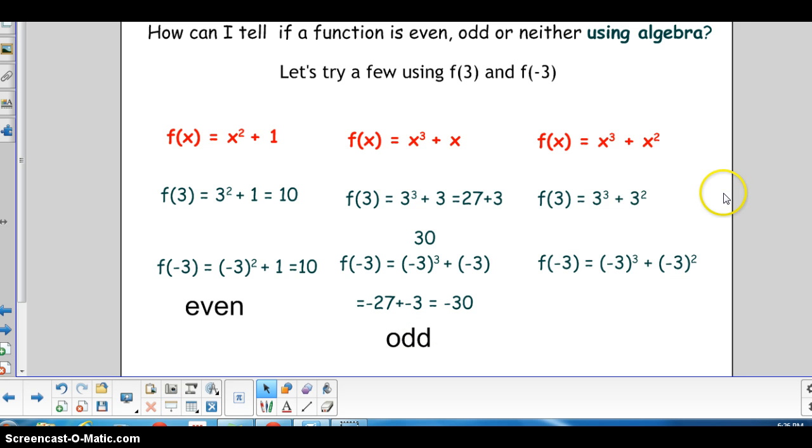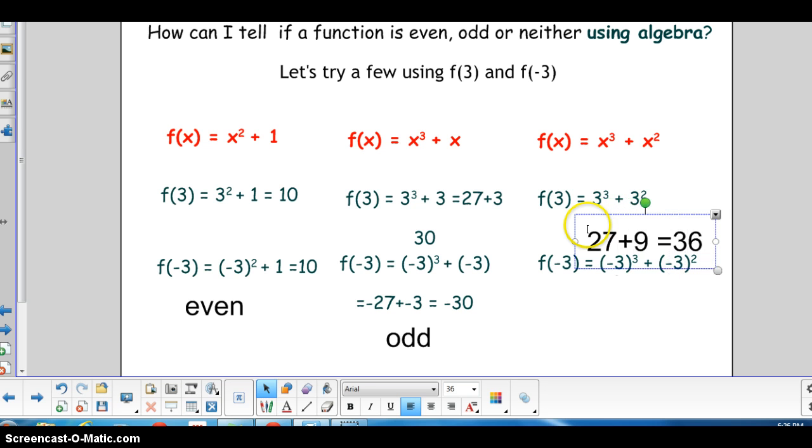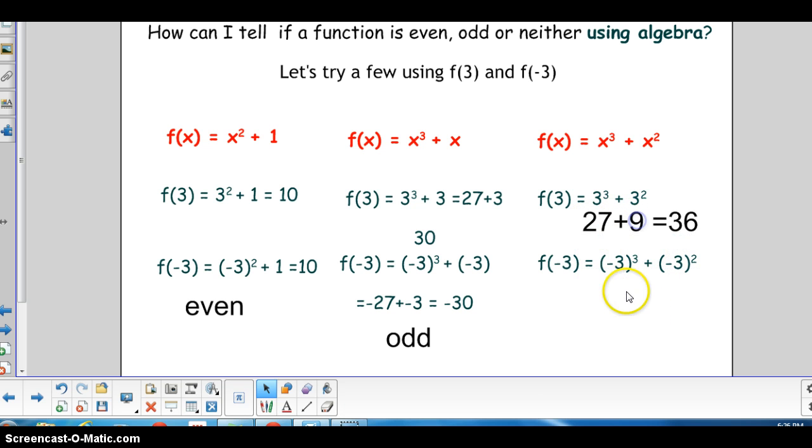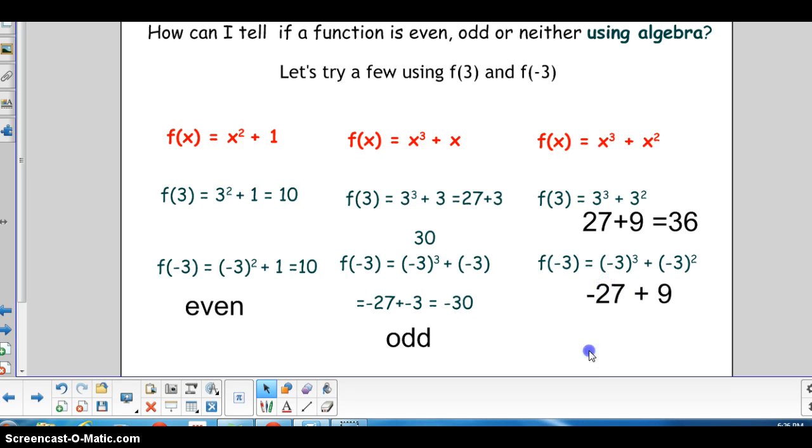All right, last example. Again, I've already set it up for us. We're going to use x cubed plus x squared. So 3 cubed gives us 27 plus 9 is going to be 36. What happens when we put in negative 3? So here we get negative 27 plus positive 9. That's going to be something but not equal to 36. So we know that our function is going to be neither.